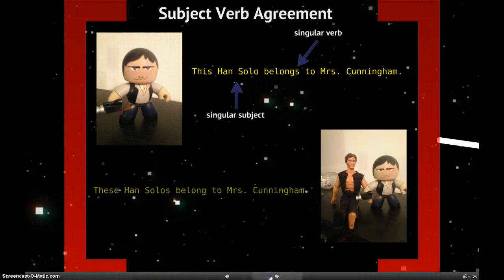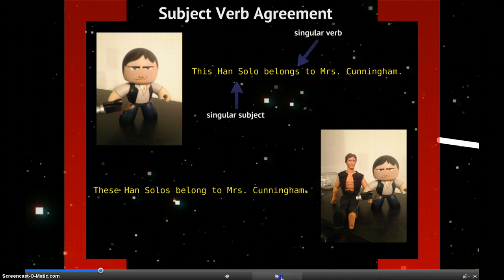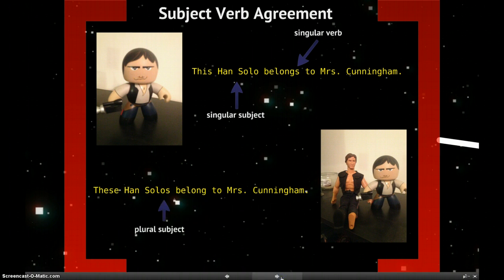Another example, these Han Solos belong to Miss Cunningham. So you see here that we have a plural subject, 2 Han Solos, and we have a plural verb, belong. It is kind of weird that the singular verb has an S at the end and the plural verb does not. That happens with a lot of singular and plural forms of verbs. So do recognize that.